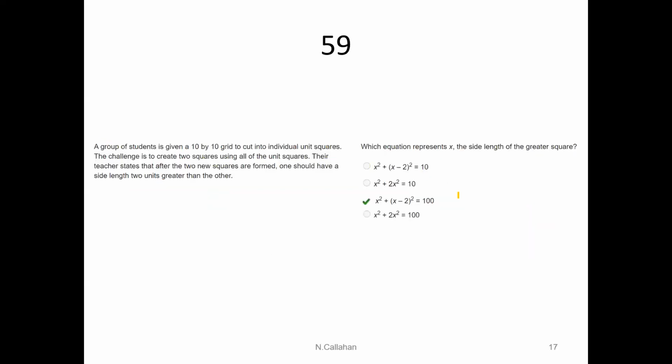All right, second to last question. Go ahead and read this one about students and squares. Take about 30 seconds, and then we'll do the same thing. We'll break it down.